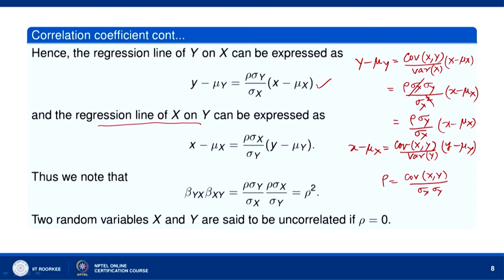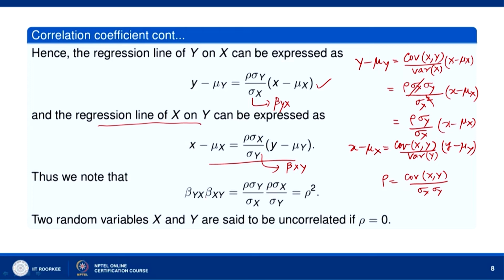So, when you put for covariance of x y, you put rho times sigma x sigma y and then divide by sigma y square, what you get is rho into sigma x divided by sigma y. So, we get x minus mu x equal to rho into sigma x divided by sigma y into y minus mu y, okay. Thus, we note that this is beta y x, okay.